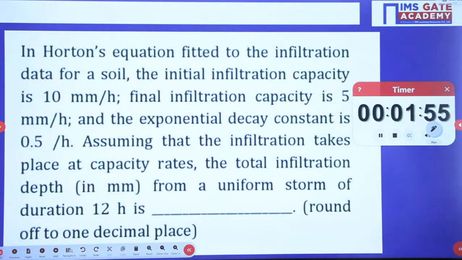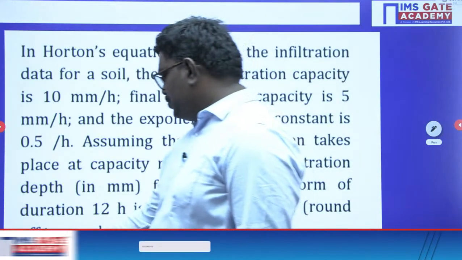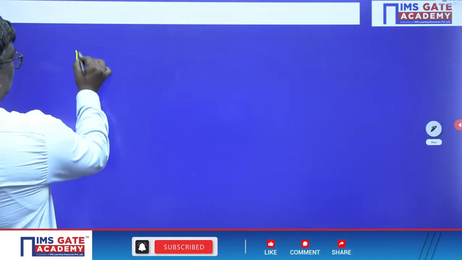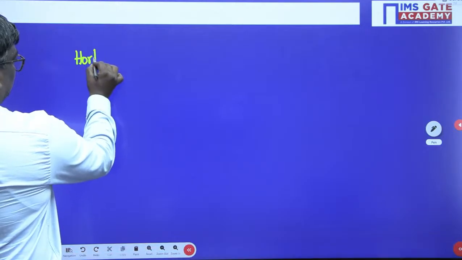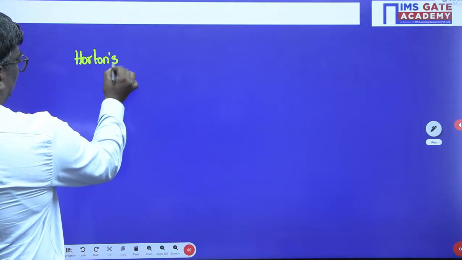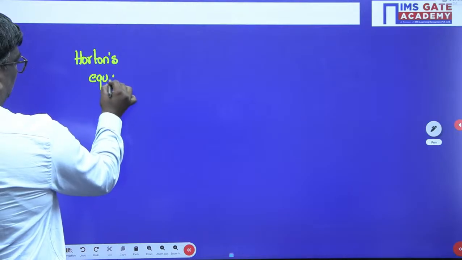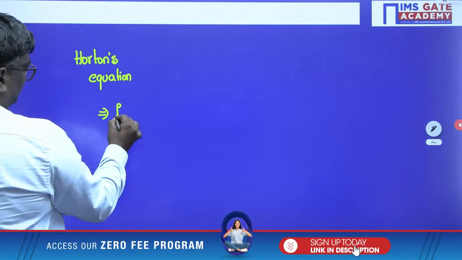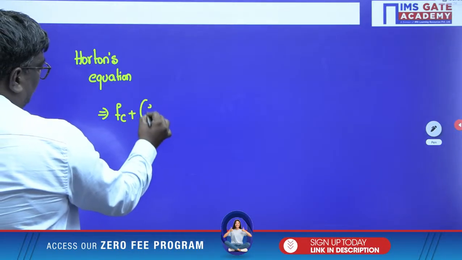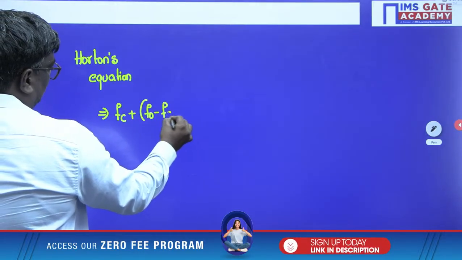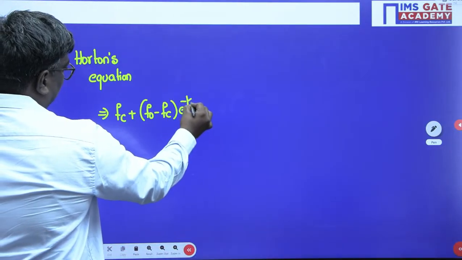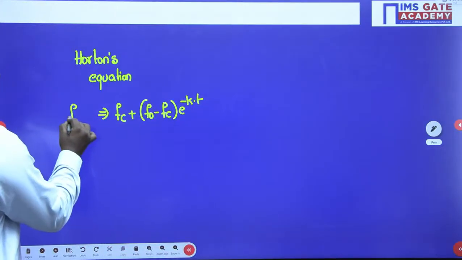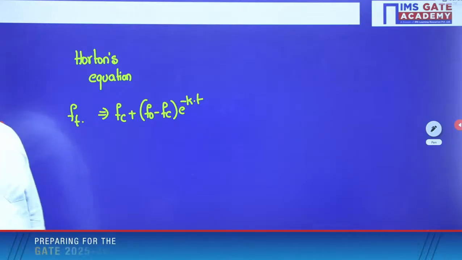Okay. Now see students, whenever these kinds of equations are given, first you should know what Horton's equation is. Sir, Horton's equation is given by the formula Fc plus (F naught minus Fc) e power minus kt. Infiltration at a time t is given as what, sir? Infiltration at a time t.